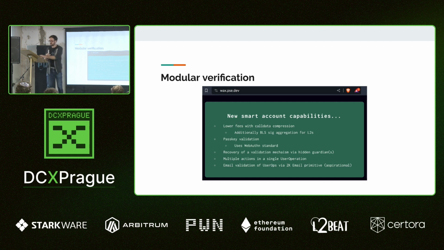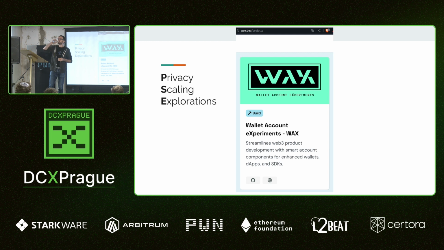But yeah, that's within the PSC. Within the Privacy and Scaling Explorations group in the EF, there are a lot of little projects, and V was talking about her project before, or the project she's in. This is Wallet Account Experiments. I specifically chose it so it says Wax, but smart account experiments may be a more correct term, but saxophone is not as catchy. So yeah, that's sort of what we're doing.